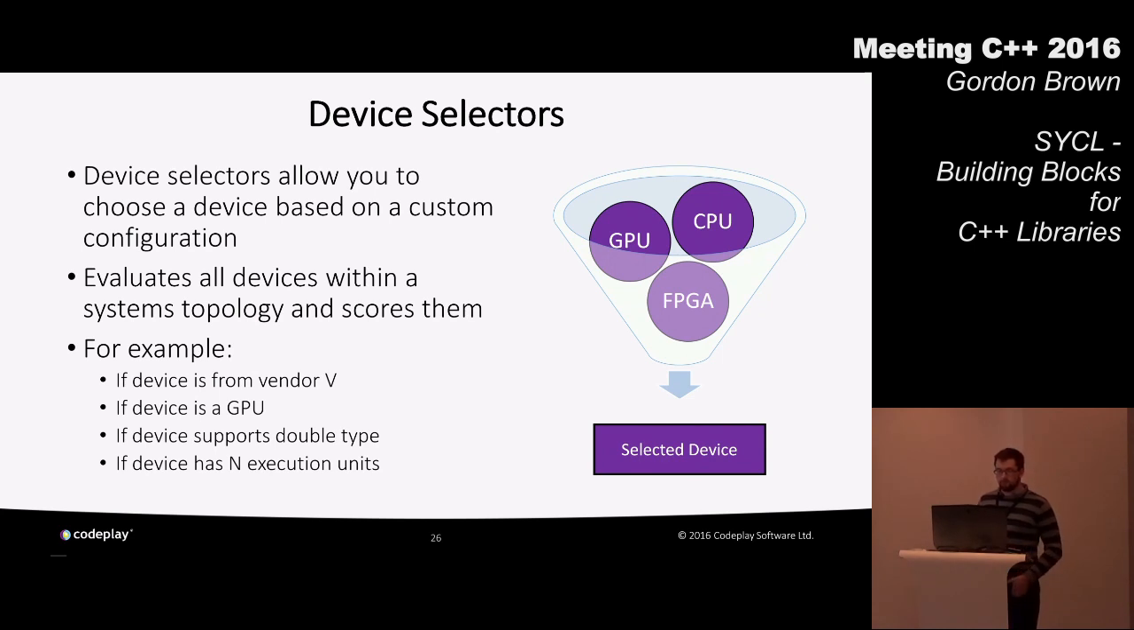This allows you to do things like have a device selector that will say, for example, I want a GPU from this vendor that supports the double type. Or maybe you say I want an FPGA device, or if not, fall back to another device. So it allows you to do very complex logic for choosing devices in a very simple, concise way.